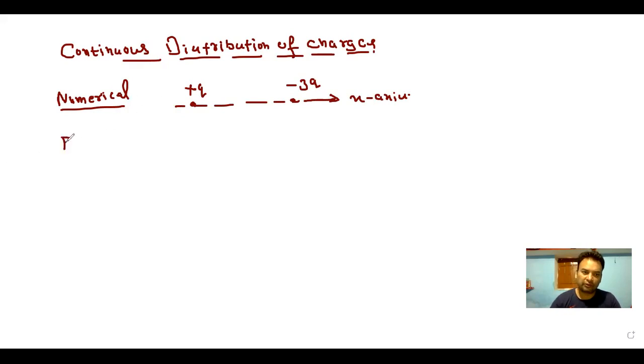So find the point on the x-axis where potential is 0.